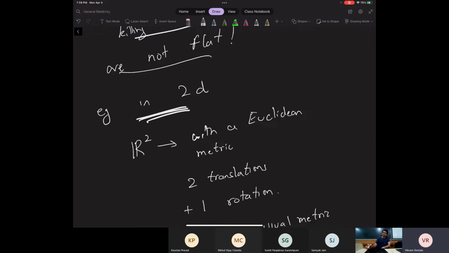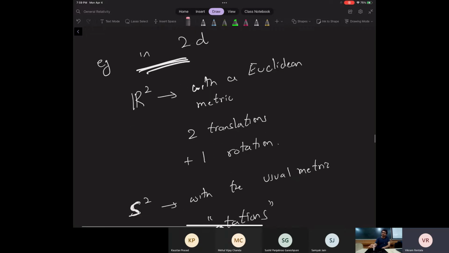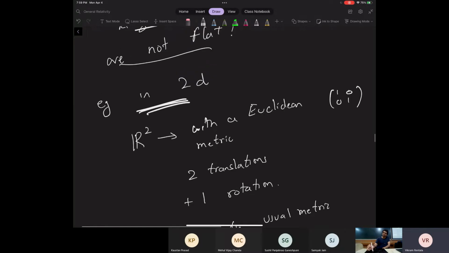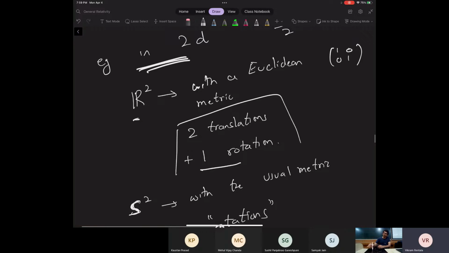In 2 dimensions, if I take R2 with a Euclidean metric, in Cartesian coordinates, this has the following 3 symmetries. In 2D, our formula D(D+1)/2 gives us 3, if D is equal to 2. So what are the symmetries? Well, there are 2 translations and there's 1 rotation that you can make. That's it, there's nothing else that you can do. These are all the isometries of R2.